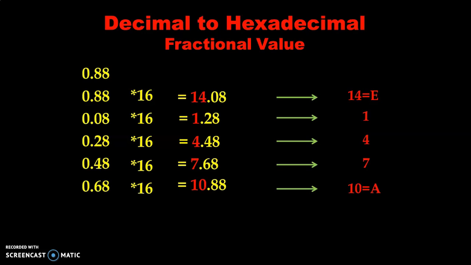So we have to terminate our process, and we can write the carry or the integer values we have taken aside from top to bottom. We start from E, then 147 and A. In a similar pattern we write our equivalent hexadecimal number after the point, because this is a fractional value. So for the decimal number 0.88 we can write point E147A, that is the equivalent hexadecimal number.